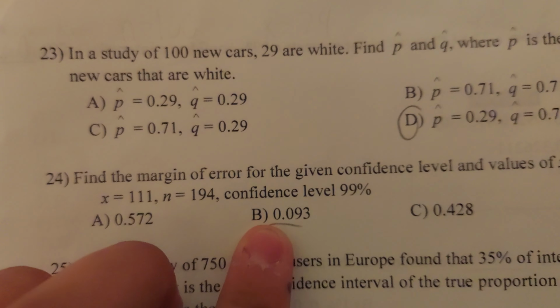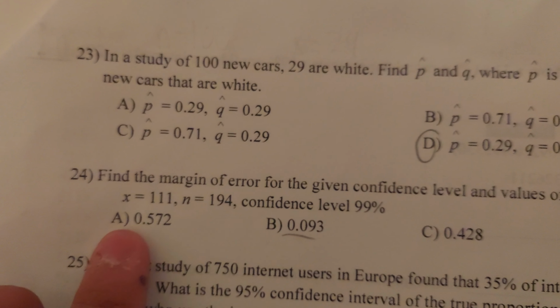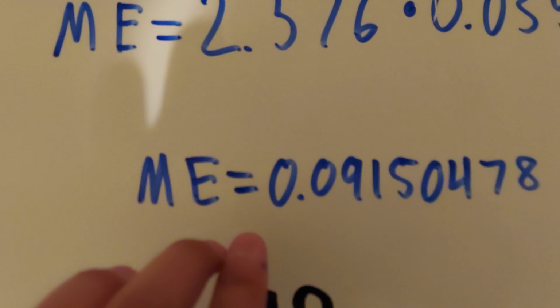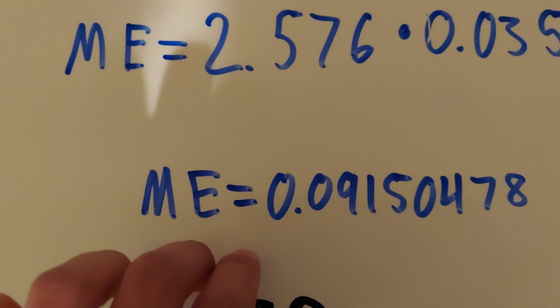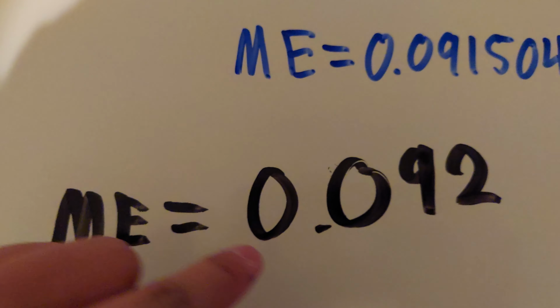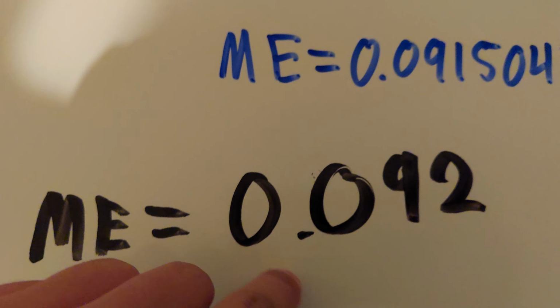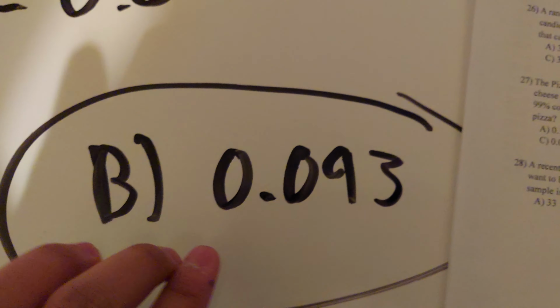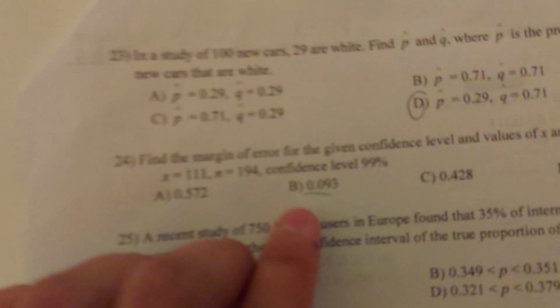Now we're going to go over here in the homework, and as you can see, they give us a whole number and 3 decimal points. So we're going to do the same thing to our answer. So if we do that, that's going to be ME, or margin of error, is equal to 0.092. So that's not exactly the pinpoint answer, but we can get as close as possible to B, which is going to be 0.093, which is our answer.